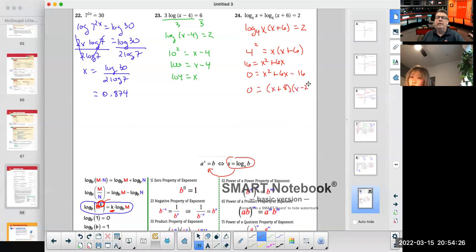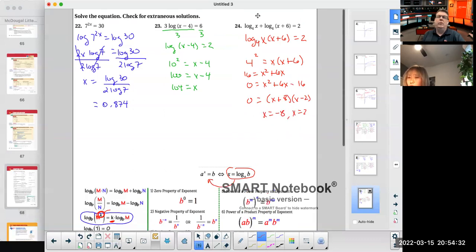Yes. Why? Because x would be negative 8 and you can't have a log of a negative number. Correct. And you have to make sure you look, because the inside of a parentheses could be such where negative would work, right? So be careful. But yes, you're correct. Good. Okay.